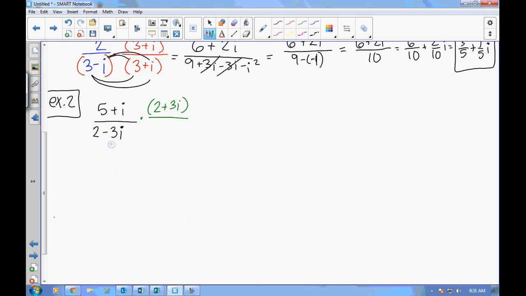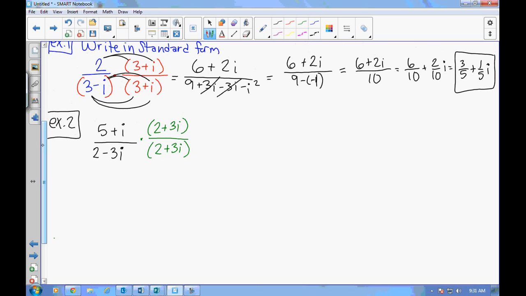It's the same thing, except it's plus. 2 plus 3I. Okay? If you have used the correct conjugate, you should see the middle terms, like this last one, cancel out in the denominator. Would you go through and distribute? Now, put some parentheses around 5 plus I and 2 minus 3I. Go through and distribute the numerator through and the denominator through.